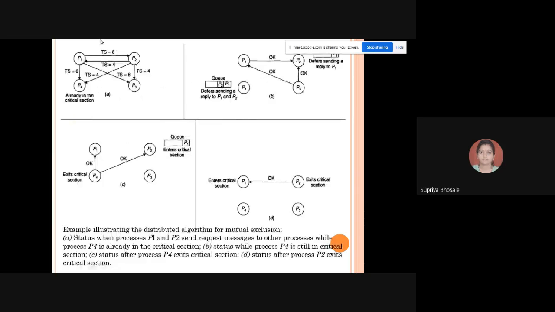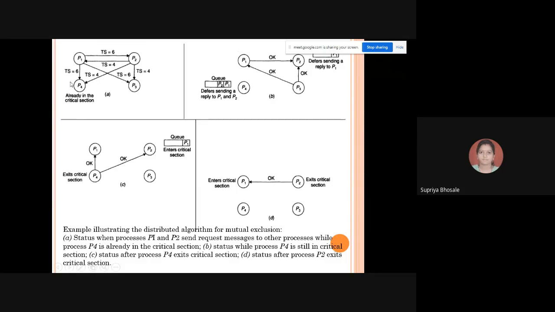So in this case, suppose for example P1, P2, P3 and P4 are the machines. Suppose P4 is already in the critical section, and now P1 and P2 want to enter into the critical section, with timestamp of P1 as 6 and P2 as 4. As this is the distributed approach, the machine that wants to enter the critical section will send the message to each and every other machine present in the network. So P1 will send the timestamp of 6 to P4, P3 and also to P2. Now P2 also wants to enter into the critical section, so he will send the timestamp of 4 to P1, P4 and P3.